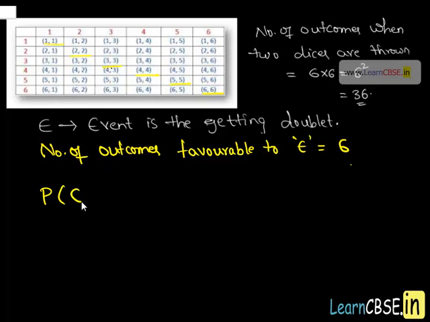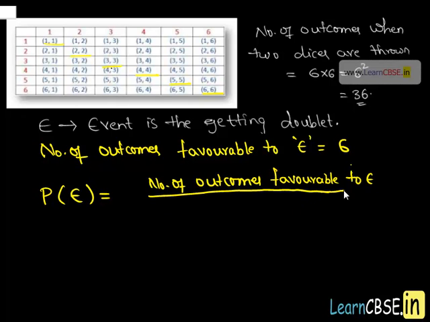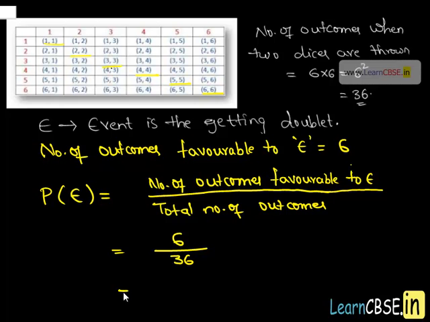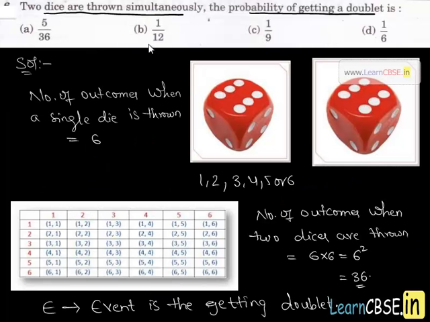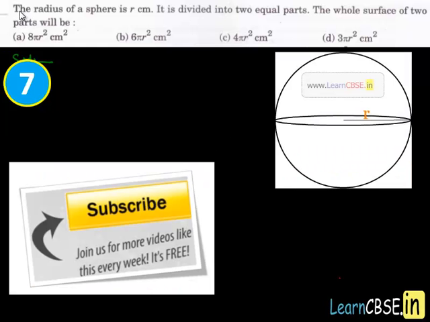Probability of getting a doublet, that is probability of E, is equal to the number of outcomes favorable to E divided by the total number of outcomes. We have the number of outcomes favorable to E is 6 and the total number of outcomes is 36, which is 6 upon 36, 1 upon 6. Therefore, the answer to this problem is 1 upon 6. Let's move to the next question.